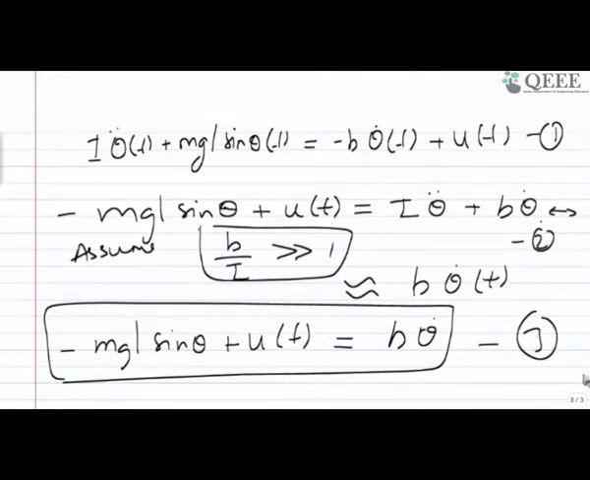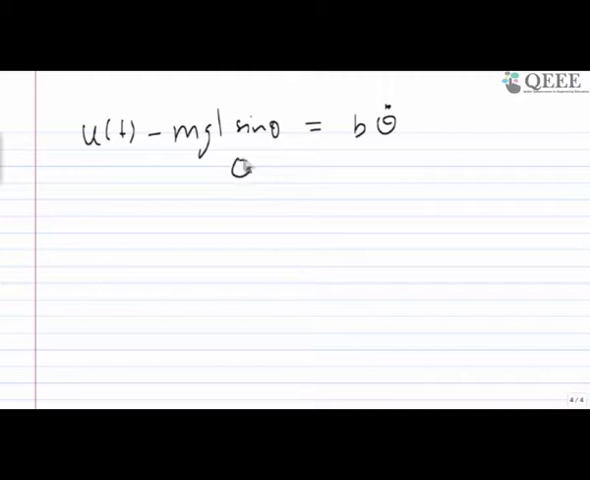Let's write this equation once again: ut minus mgl sine theta equals b theta dot. Now here I introduce the variable x, where I replace theta by x, and we call it a state variable.